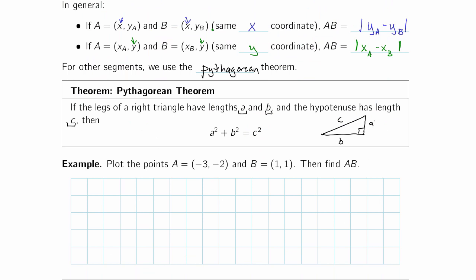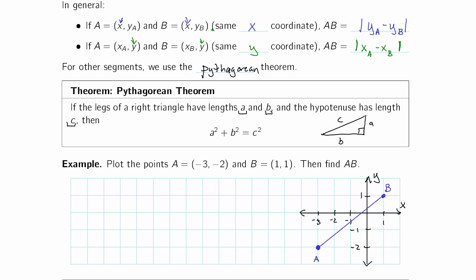So for this example, we're going to plot the points. In general, we don't have to plot the points. We can just use the coordinates. But so we can see what we're doing, we're going to plot the points here. So we want to plot the points -3, -2, and 1, 1. So my x values are going to go from -3 to 1. My y values are going to go from -2 to 1. I think I can draw my axes something like this. And then I have the points A at -3, -2, and B at 1, 1. And I connect them with a line segment like this.